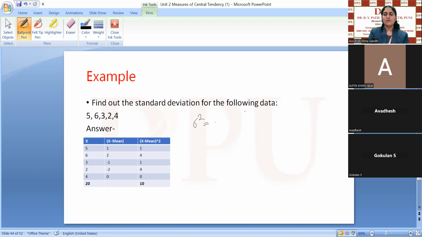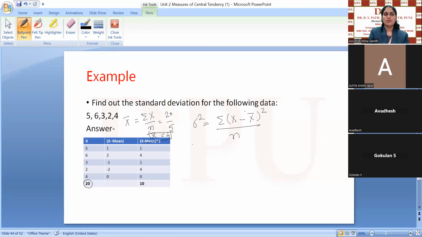You have individual observations, right? So what is your formula? Summation of (X minus X bar) square divided by N. How many observations do you have? 5 observations. So first you need X bar. X bar is summation of Xi divided by N, where N is 5. The summation of Xi I have already done here, that is 20. So 20 by 5 is 4. Your mean X bar is 4.